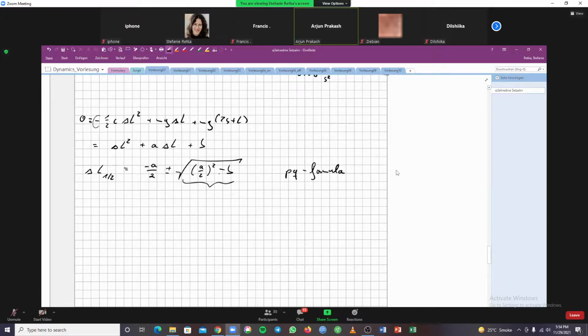Professor, is this the quadratic formula, minus B plus or minus the square root of B squared minus 4AC, divided by 2A? Yes. Okay, Professor. Thank you. You're welcome.